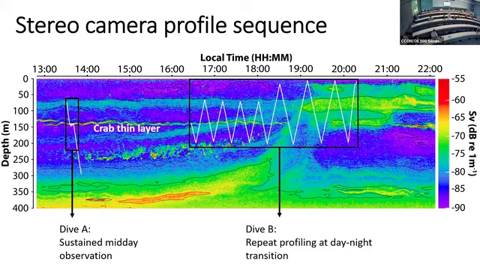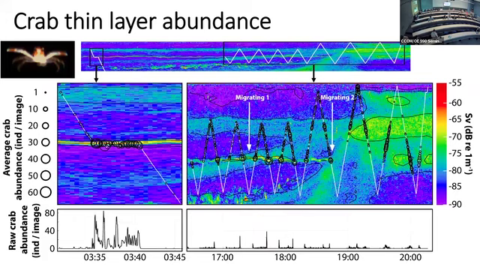One at midday, where we park at that crab thin layer for maybe 5-10 minutes and keep descending. And then we have this repeat profiling, where we're sending our stereo camera up and down, that covers this day-night transition. A really cool thing about combining the imaging and the acoustics is that from the acoustics, you can see this high intensity, really vertically compressed feature, but I don't know what comprises that layer. But from the imagery, it's very easy to know that that's the crabs.